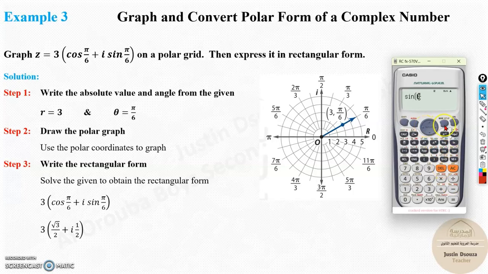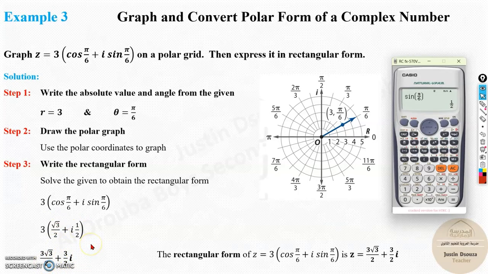Take this, put sine. Okay, I'll just close the bracket over here. Now it's 1 by 2. So cos pi by 6 is root 3 by 2. Sine pi by 6 is half. Now what you must do is multiply 3 inside. When you multiply 3 inside, you'll get 3 root 3 by 2 plus 3 by 2 i. So that is the answer.